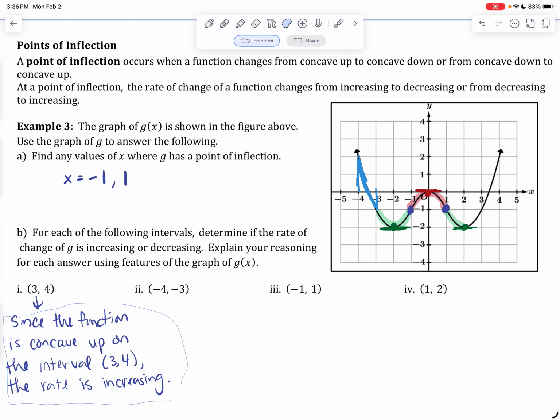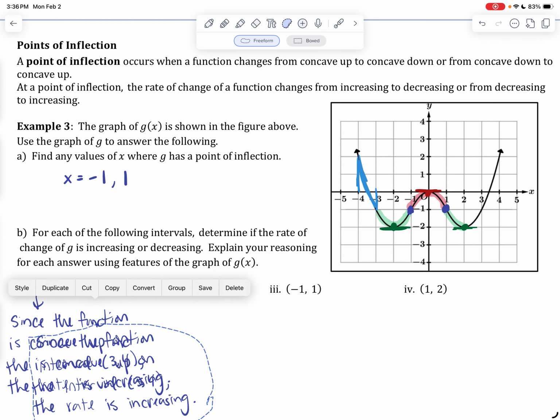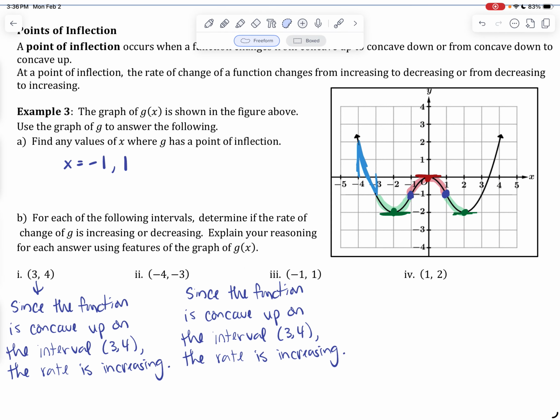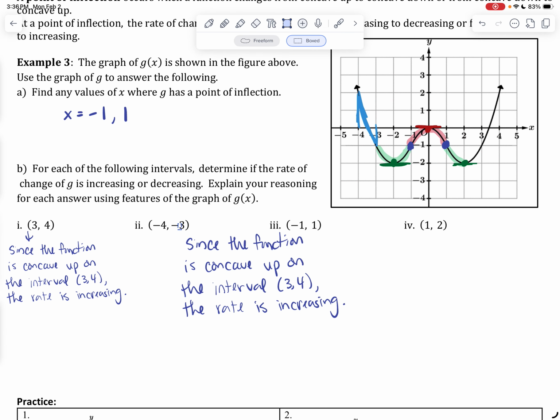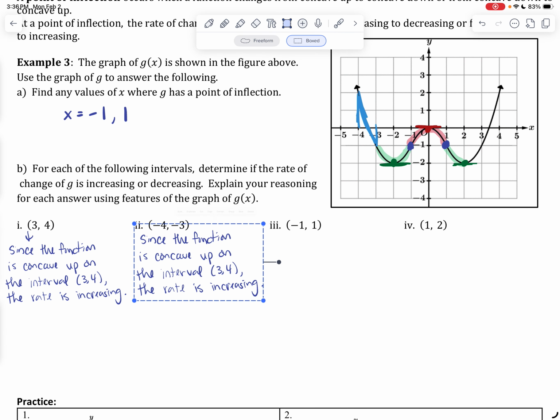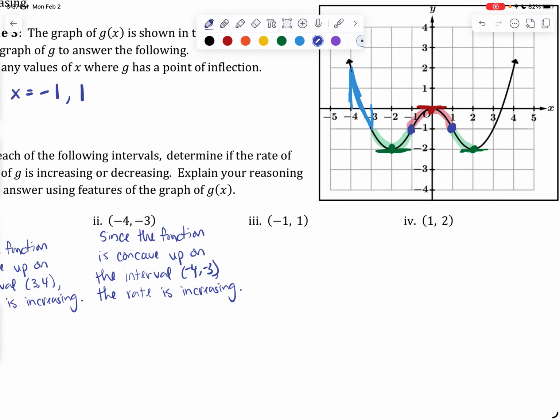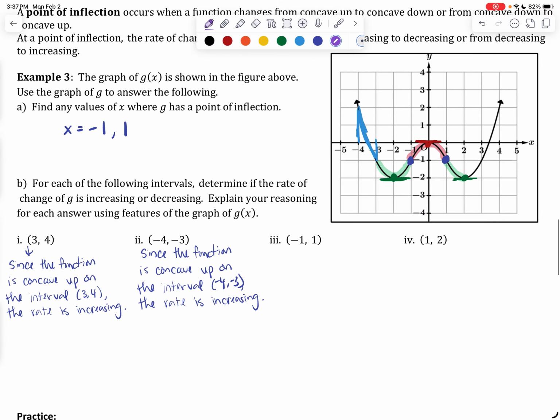And it's always good to mention your interval. I'm going to duplicate this and just change my interval. You don't have the same magic buttons, but it's good for you to practice writing it down. So let's change our interval from 3 to 4 to be -4 to -3. Same reasoning though. The function is concave up, so the rate of change must be increasing. You pause, try -1 to 1 and 1 to 2, and then come back and see if you got it right.